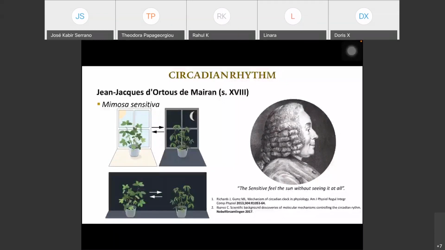Well, it was very simple. He took one of his plants, a sensitive plant, and created a constant darkness microenvironment, which means that he put the plant into his closet and observed that the leaves kept opening during the hours of sunlight and closed during the hours of darkness, independently of the exposure to light changes. When he finished with the experiment, the man concluded that the sensitive plant felt the sun without seeing it at all. And the cool thing here is that all of us have well established circadian mechanisms in almost every cell of our body.